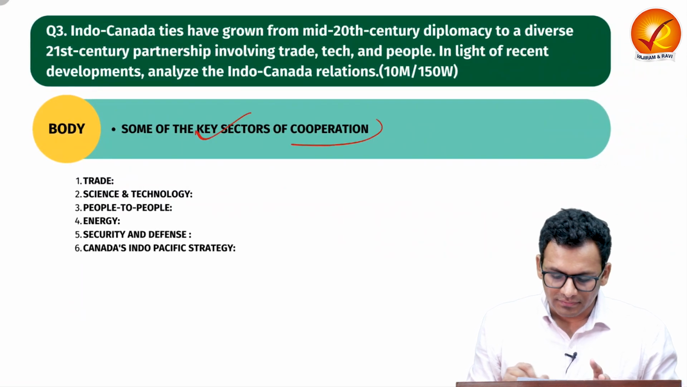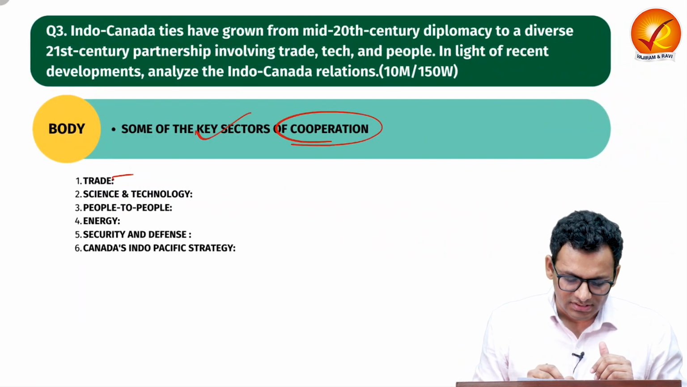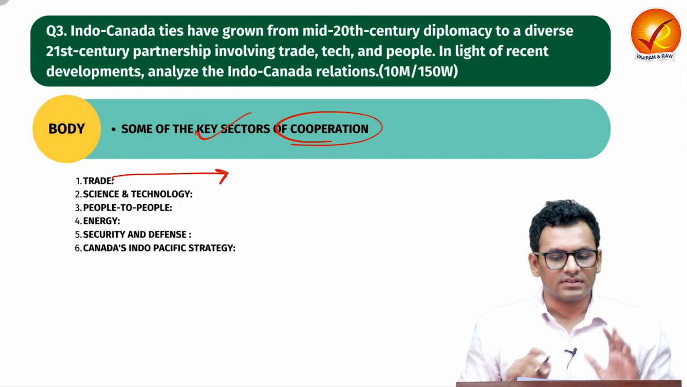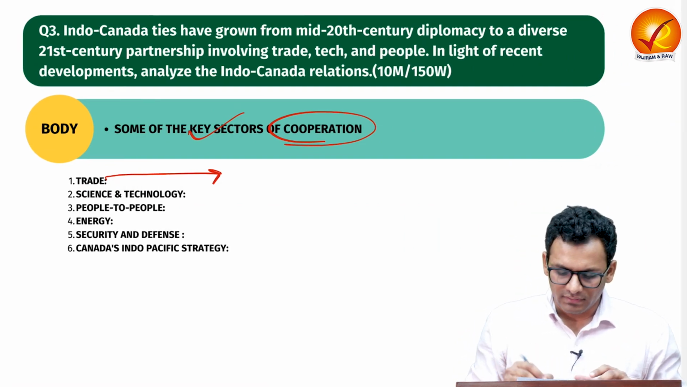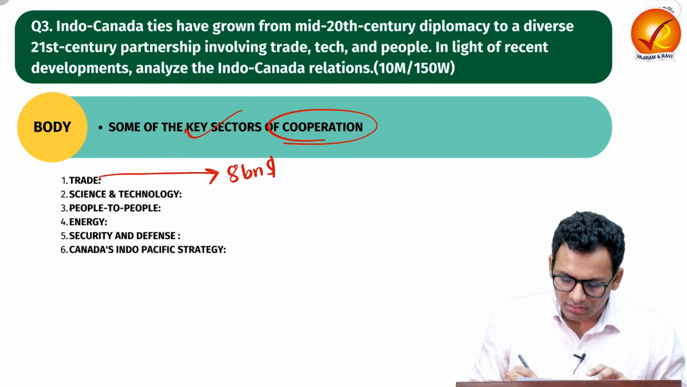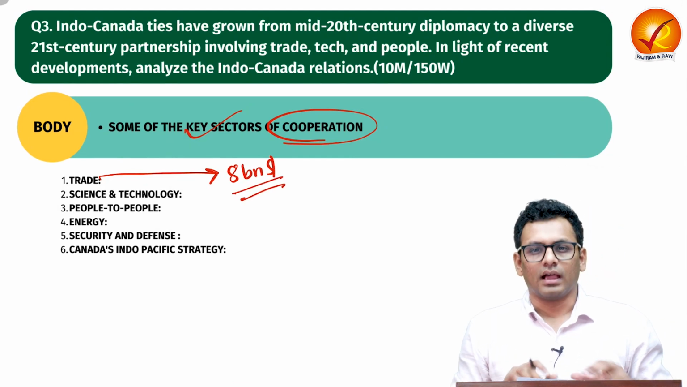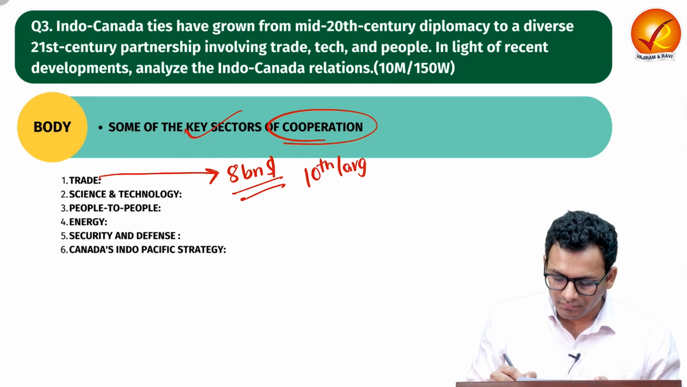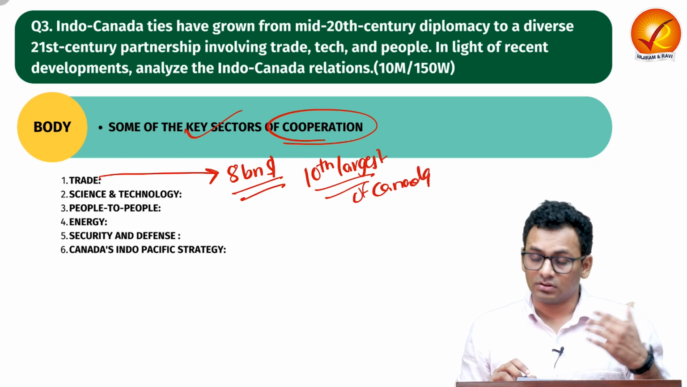Some of the key sectors of cooperation. First is trade. Indo-Canada, in the previous year 2022, we witnessed around $8 billion of trade, and also India is the 10th largest trading partner of Canada, right? So that's something you can talk about in the trade.